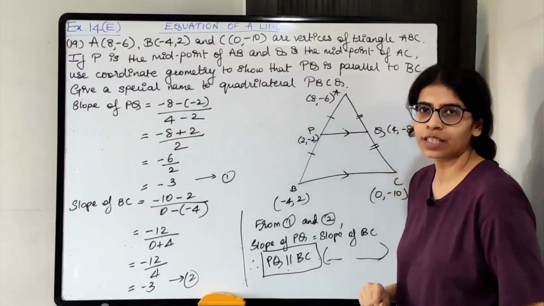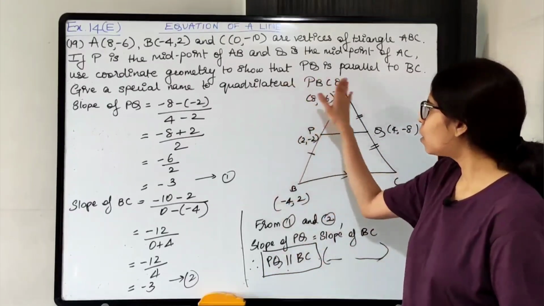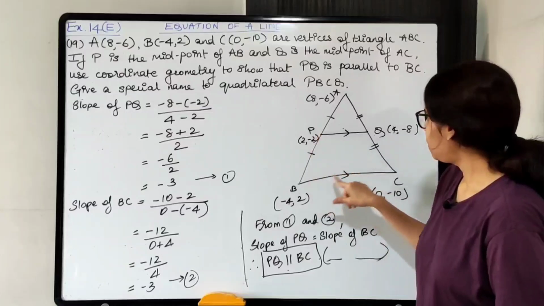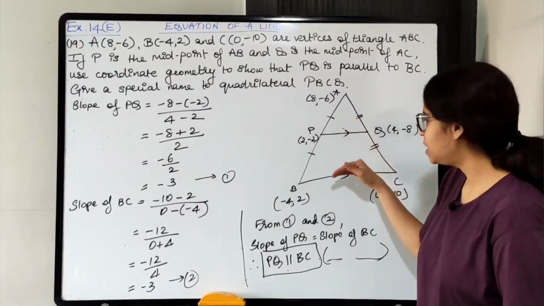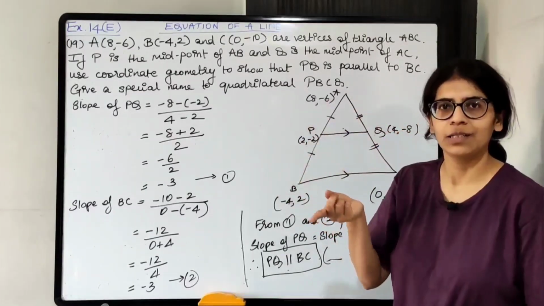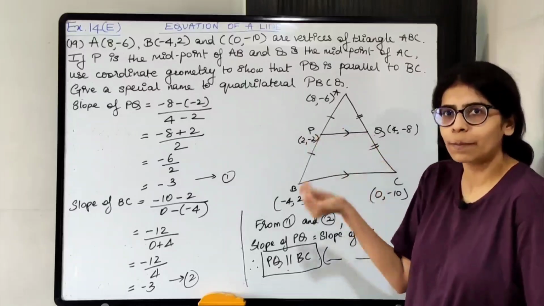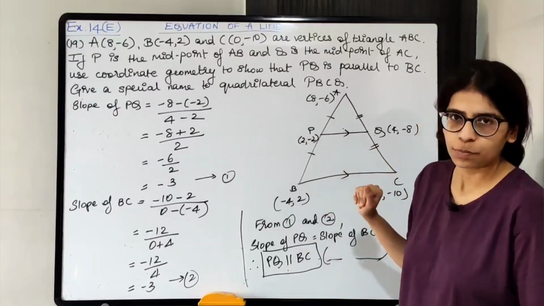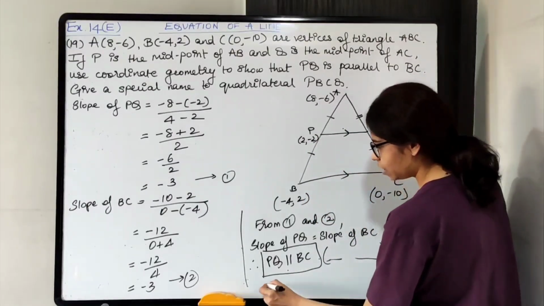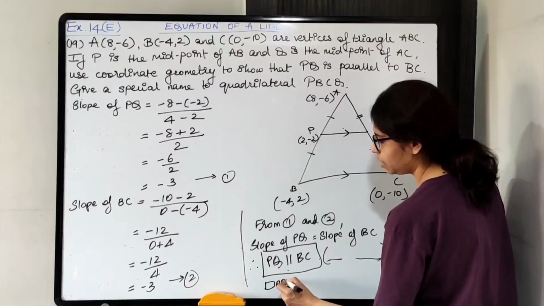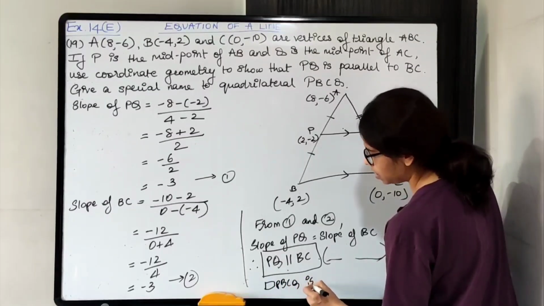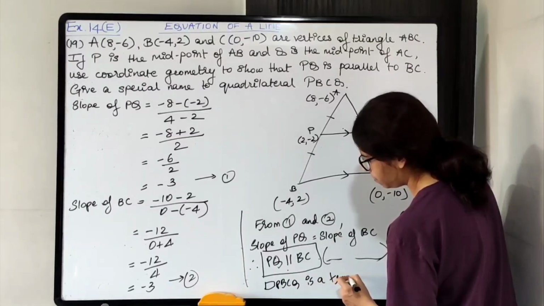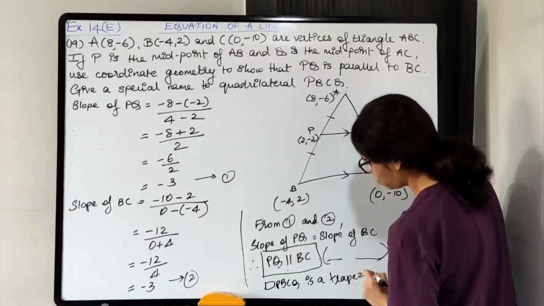Okay. After this we have to name the quadrilateral PBCQ. PBCQ में PQ and BC are parallel. One pair of sides are parallel and the other pair are not parallel. So therefore it is a trapezium. So after this just write down quadrilateral PBCQ is a trapezium. Okay.